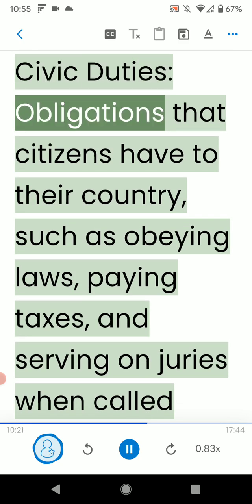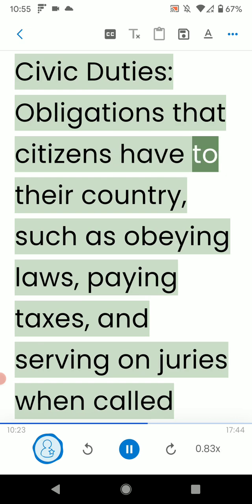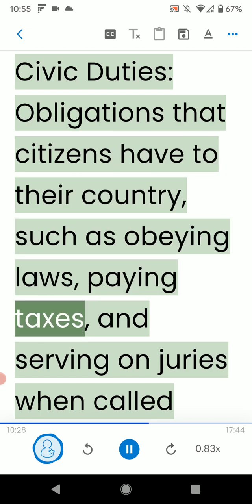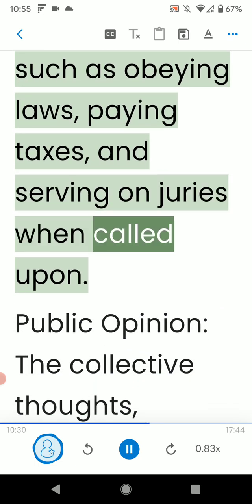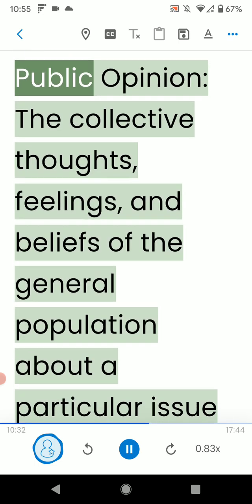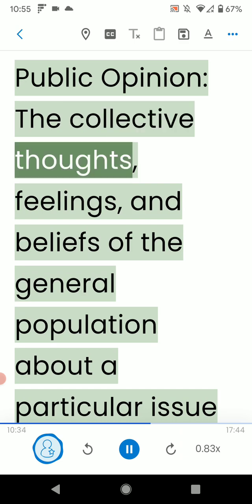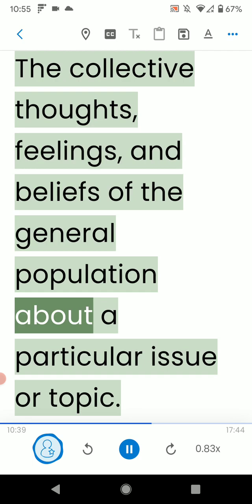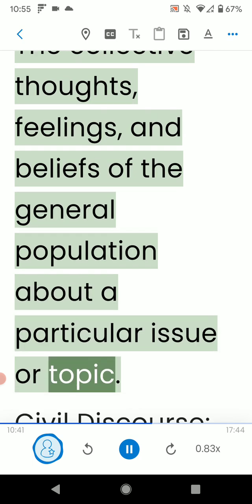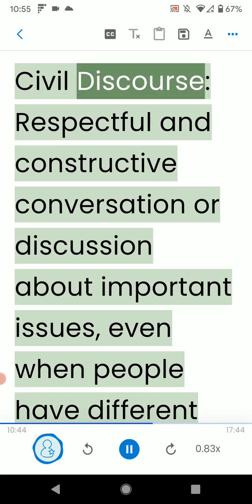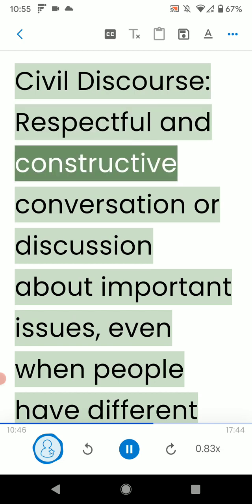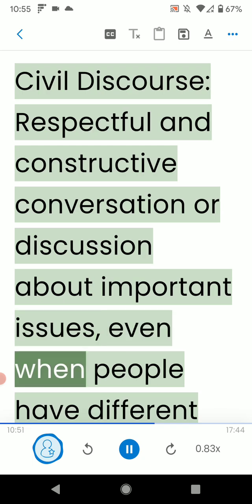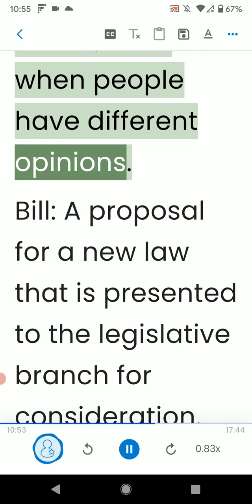Civic duties, obligations that citizens have to their country, such as obeying laws, paying taxes, and serving on juries when called upon. Public opinion, the collective thoughts, feelings, and beliefs of the general population about a particular issue or topic. Civil discourse, respectful and constructive conversation or discussion about important issues, even when people have different opinions.